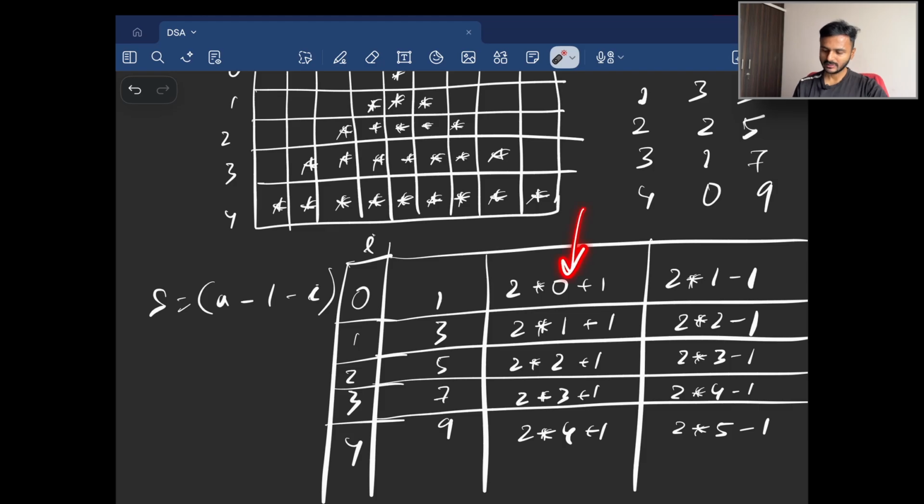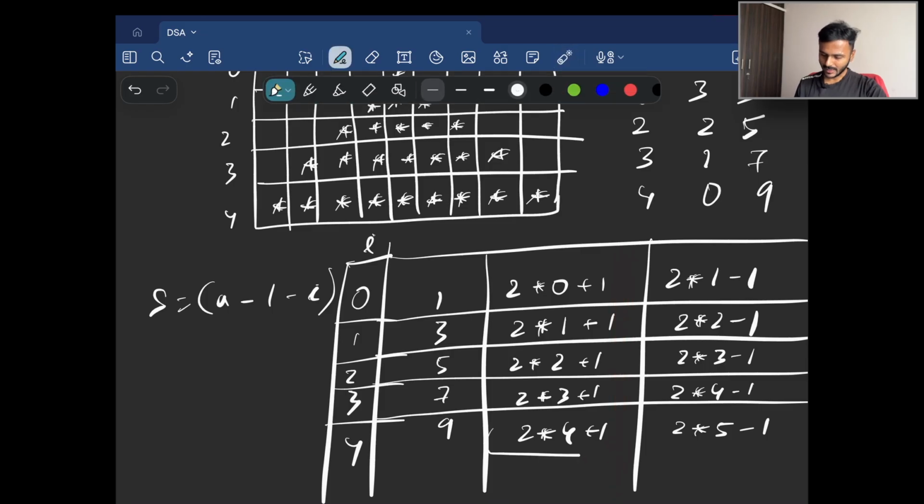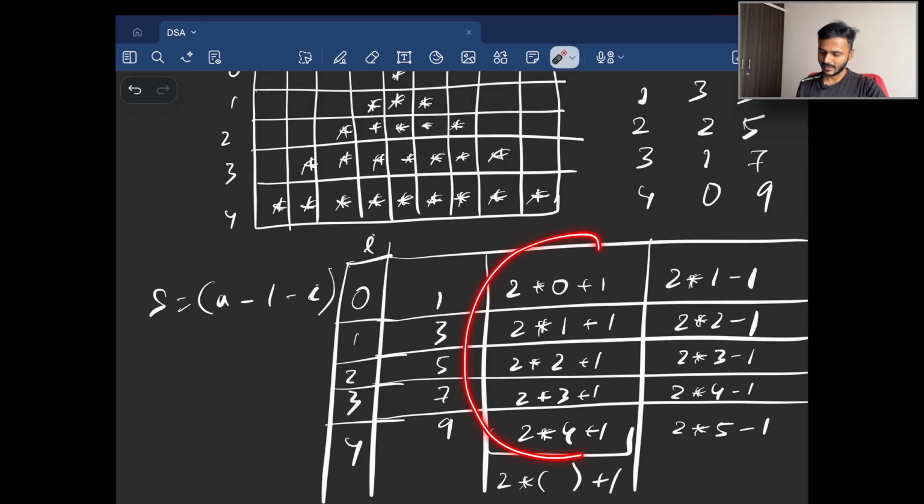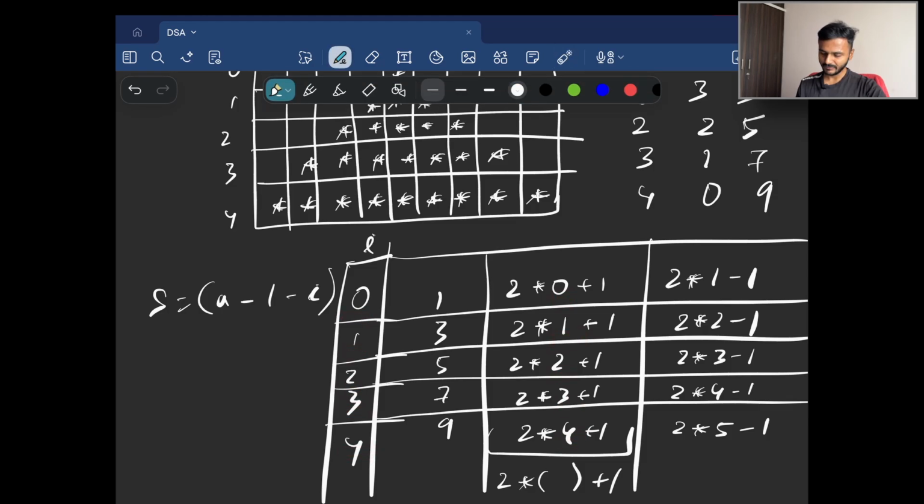If you go for this, for I equal to 0, you would have to say 2 into 0 plus 1. For I equal to 1, you would have to say 2 into 1 plus 1, and so on. So if you take a look at this, you would get 2 multiplied by some number, plus 1. This is the format in which this is written, correct? We are multiplying 2 with some number and adding 1 ultimately. Now that number is 0, 1, 2, 3, and 4, which is the same as the value of I. So we can say 2 into I plus 1.